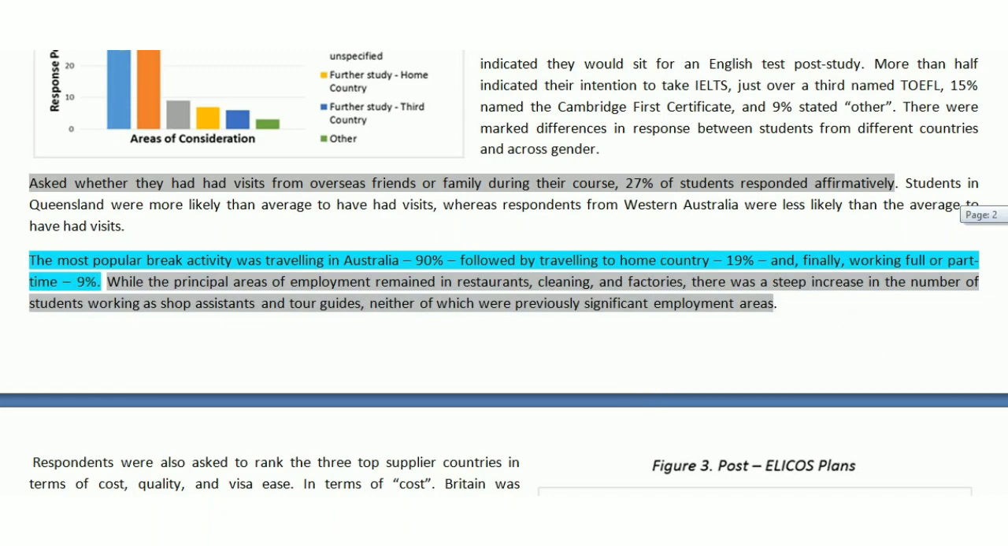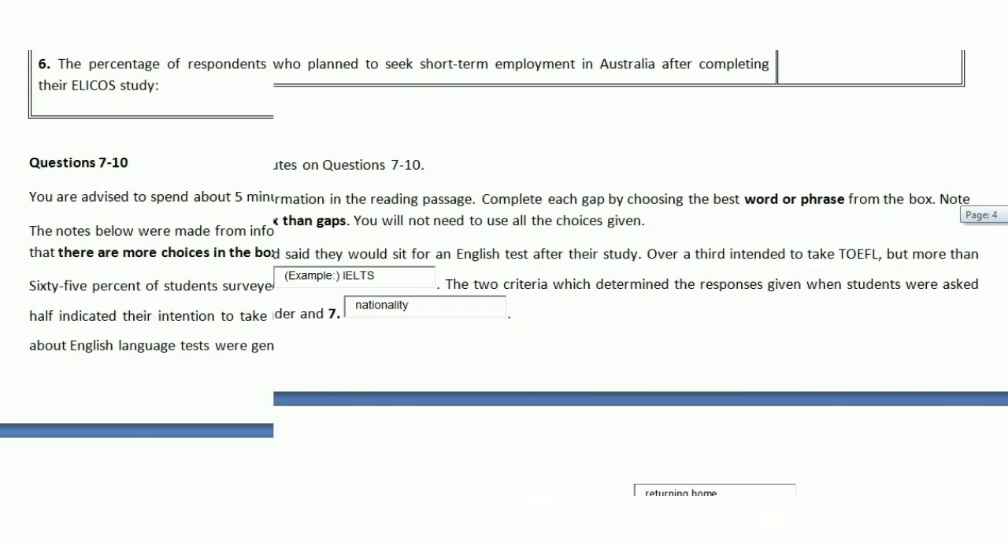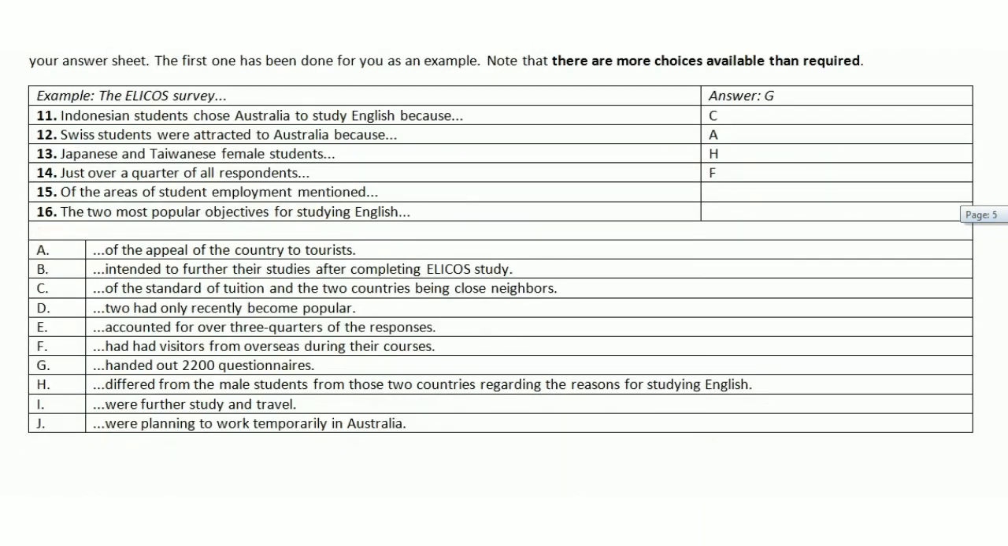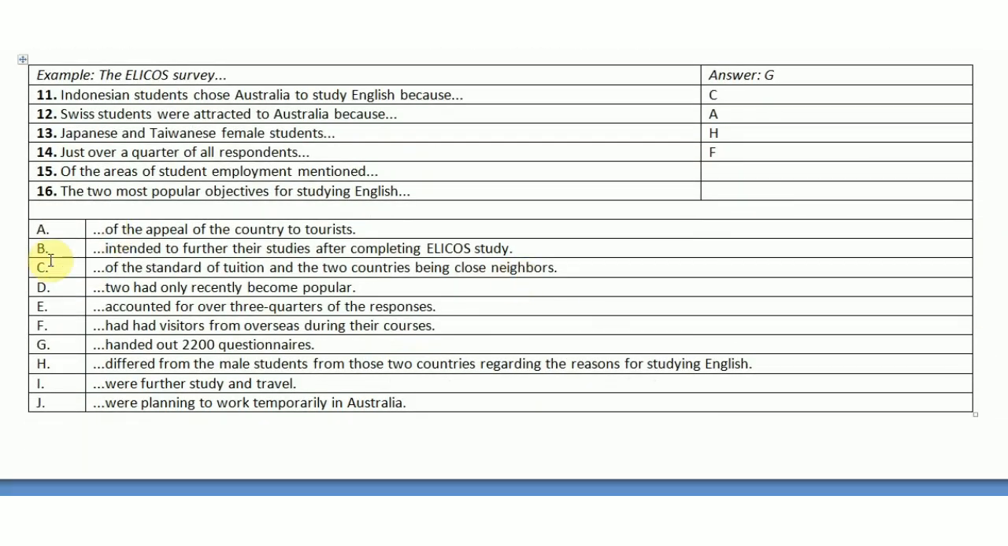Let's see now if any information related to this is given in the options. Options left were B, no, and then D. Yes, it is. Two had only recently become popular. So, of the areas of student employment mentioned, two had only recently become popular. Which were they? Shop assistants and tour guides. So they had just recently become popular. So our answer is definitely going to be D.